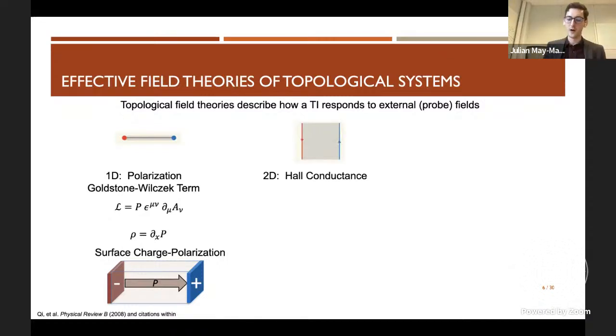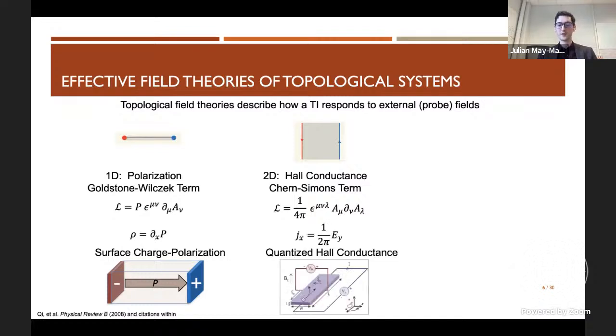Similarly, in 2 dimensions, we have the Hall conductance, which famously corresponds to the quantized Chern-Simons term, from which we can take a functional derivative with respect to the vector potential and find this formula for the quantized Hall conductance, which is very well documented in experiment.